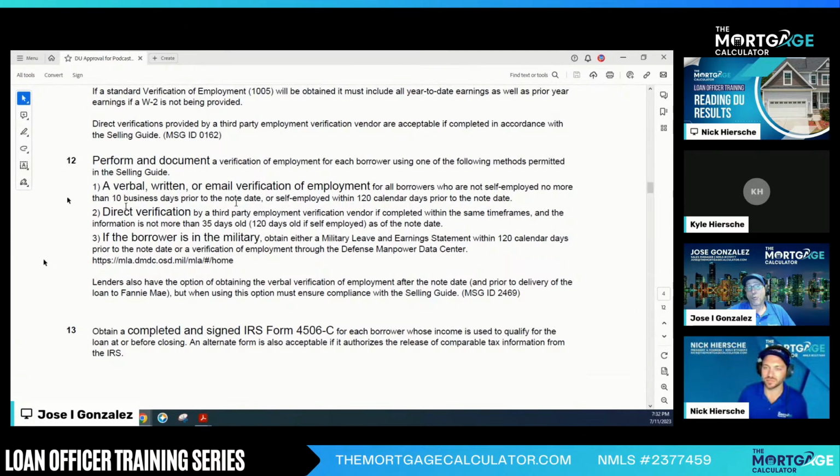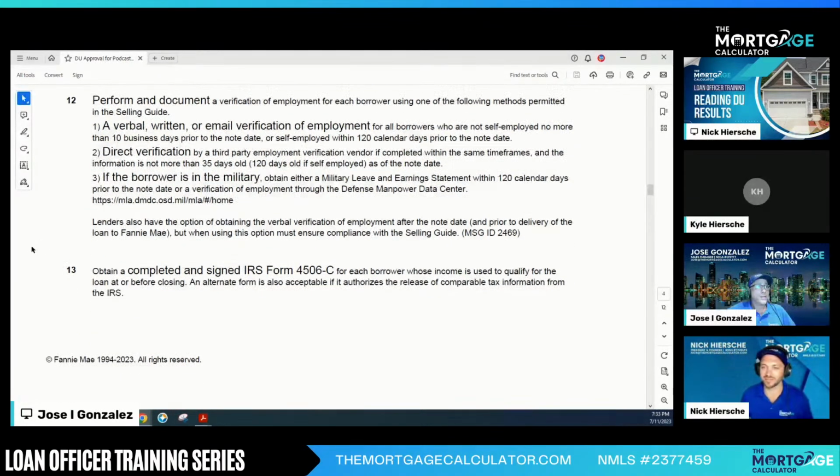It's not going to be a verbal where the process is going to be calling them for them to tell you, oh yeah, I'm still in business. No, they're going to actually have to provide proof. So notice they put here direct verification by a third-party employment verification, like The Work Number. And notice how they have a specific entry for military. Military is a little bit different. Notice they even provide the URL there for where you can go and obtain the military verifications.